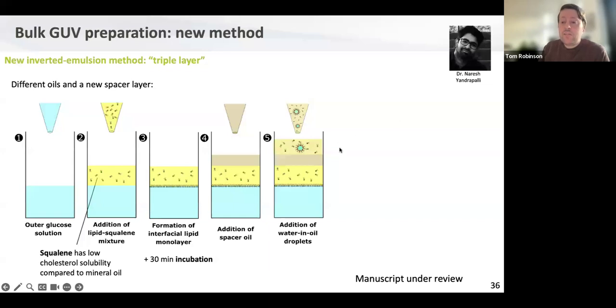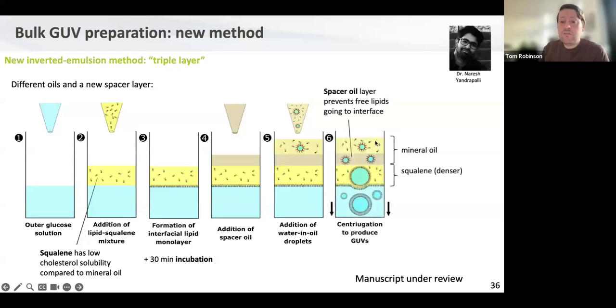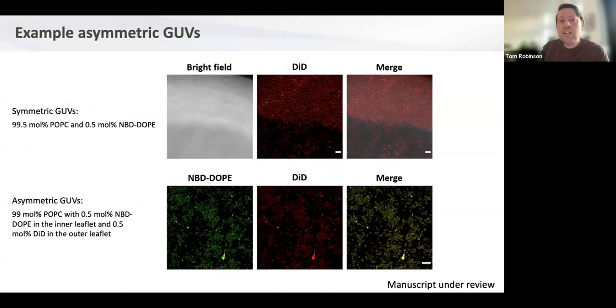This way we have a separation of our two different lipids to reduce the unwanted mixing of the two different layers. Then when we centrifuge it through, we produce our GUVs. Now, what do they look like? Well, on the top line here, we just have an example of symmetric GUVs, just to show that it works in a normal case.